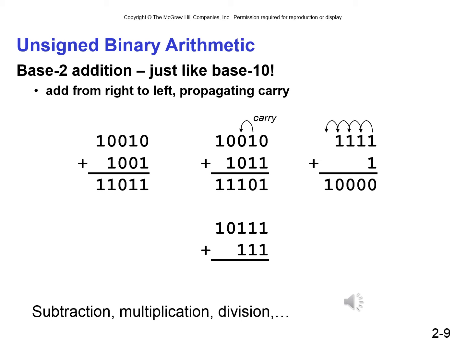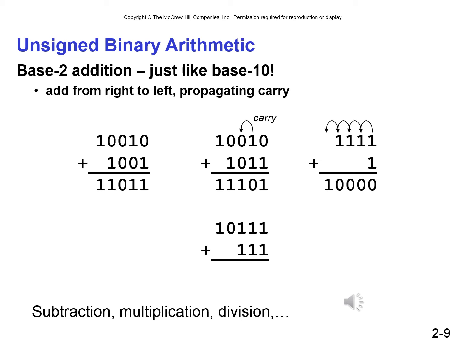Start with the first digit, bit 0. 0 plus 1 is 1. No big deal. 1 plus 1, just like 9 plus 1. 1 plus 1 is 0, but we carry a 1. So then we have the carryover plus 0 plus 0, 1. See it? 0 plus 1, 1, 1 plus 0, 1.